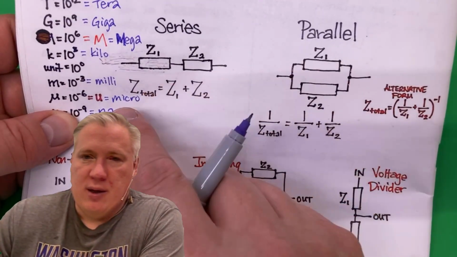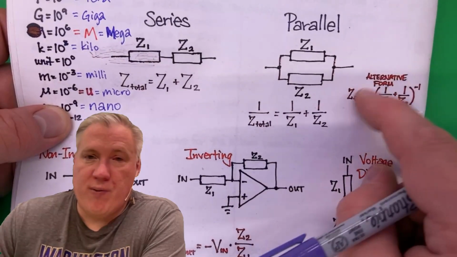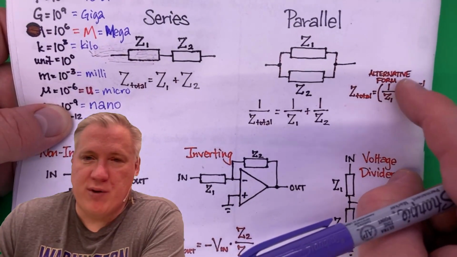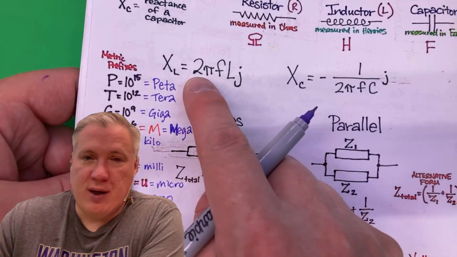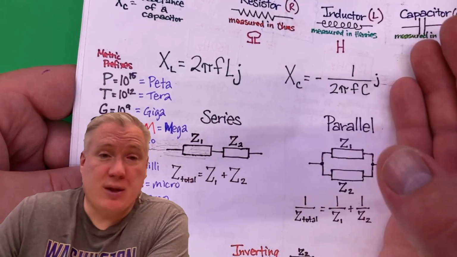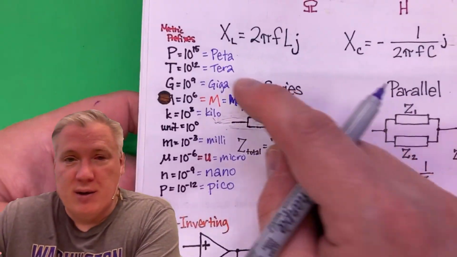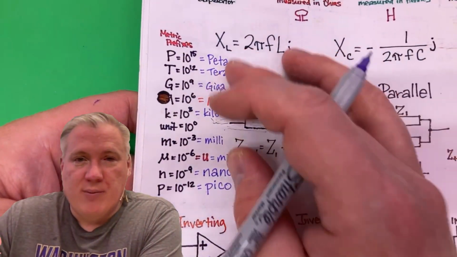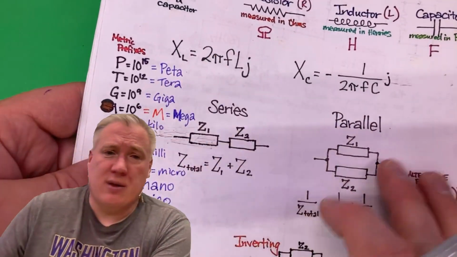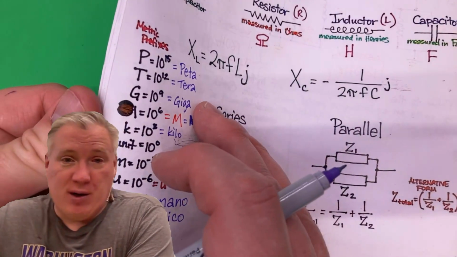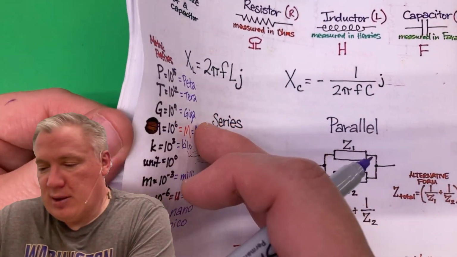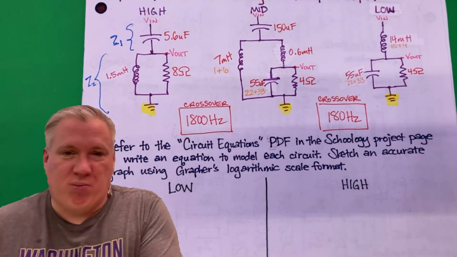Here's the form for parallel. It's 1 over the first one plus 1 over the second one to the negative 1 power. Here's the equation for the inductor. Here's the equation for the capacitor. Resistors don't have an equation. They're just what they are. Here's the metric prefixes, all that. So all of this stuff that I'm about to do, I'm just taking all this information back here and working it out in each problem. But you can also just follow along. You'll likely have a pretty similar circuit to mine. It just part value changes.